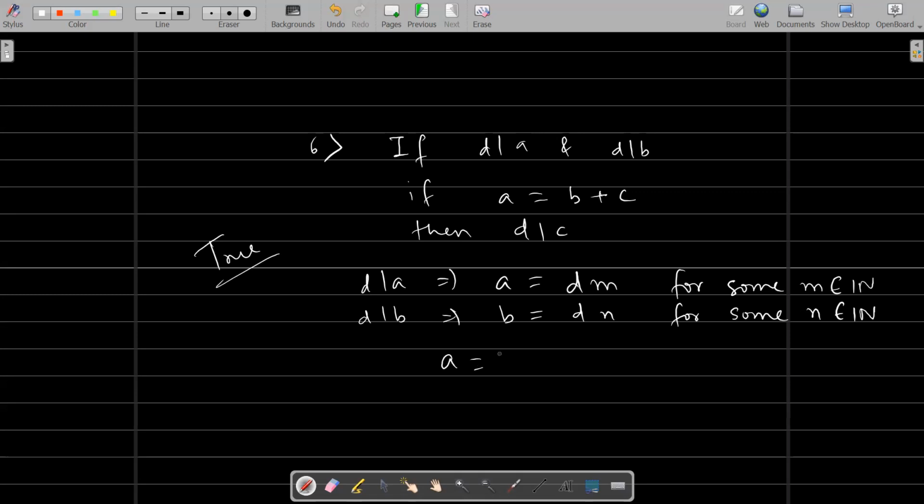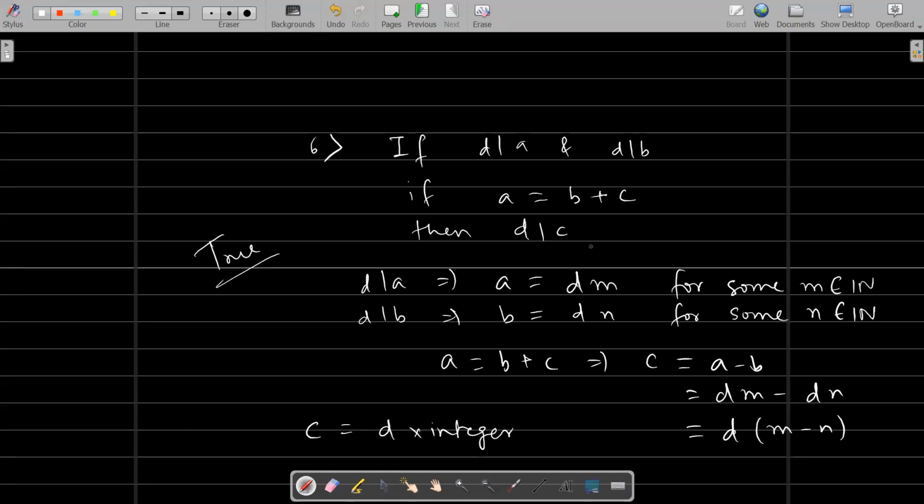A is B plus C, which means I can write C as A minus B, right? And A is D times M, minus B which is D times N. So I can take D common: D times (M minus N). Anyway, M minus N, whether positive or negative, in any case is some integer. Natural number minus natural number is always an integer. So D times some integer is C, which means D divides C. So the answer is true.